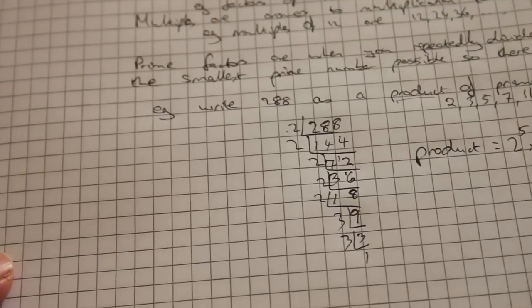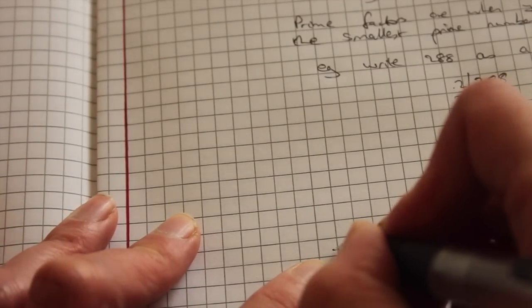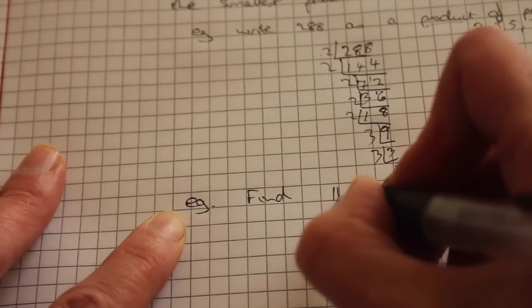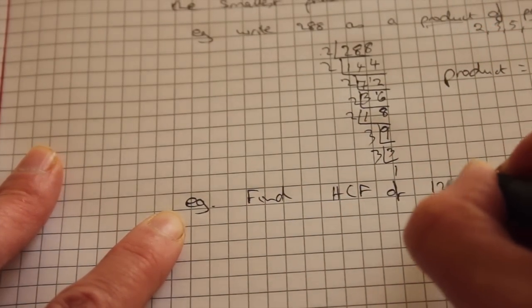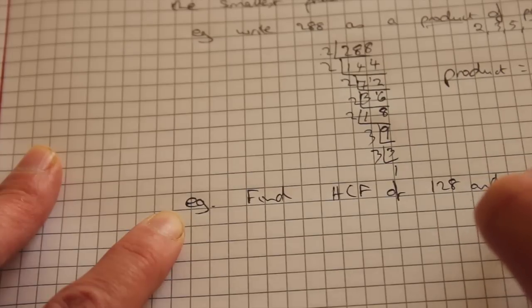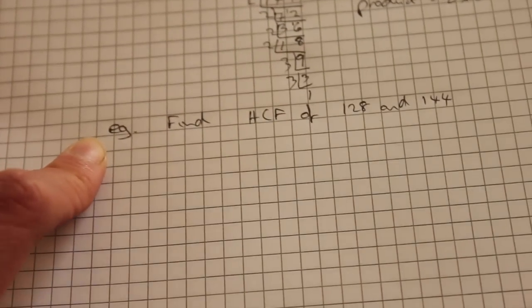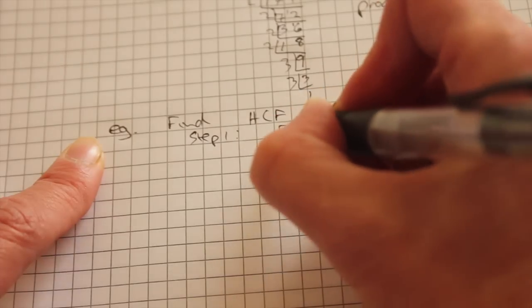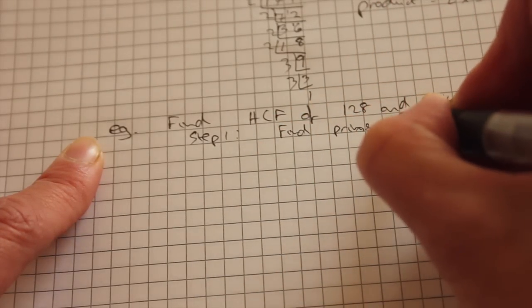I'm going to now look at lowest common multiple and highest common factor, which are quite important questions. So for example, find the lowest common multiple, I'll start with the highest common factor because it's easier. Find the highest common factor of 128 and 144. When you're doing the highest common factor, always list the prime factors first. So step 1, find prime factors. You just do it the same way as I did up above there.